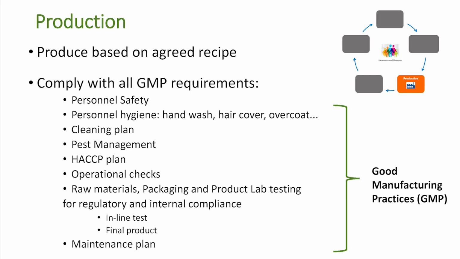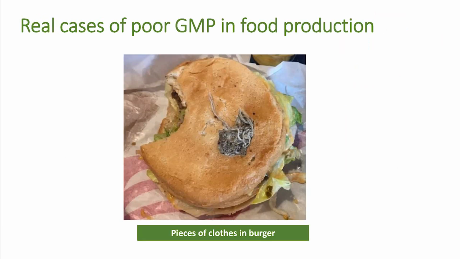Okay? Now, what we are going to see in the following slides, I just wanted us to have a little bit of fun in this session. We are going to see what can happen if you don't have good manufacturing practices. And you will see that there are some very fancy issues that can happen. First one, look at this. Piece of clothes in the burger.